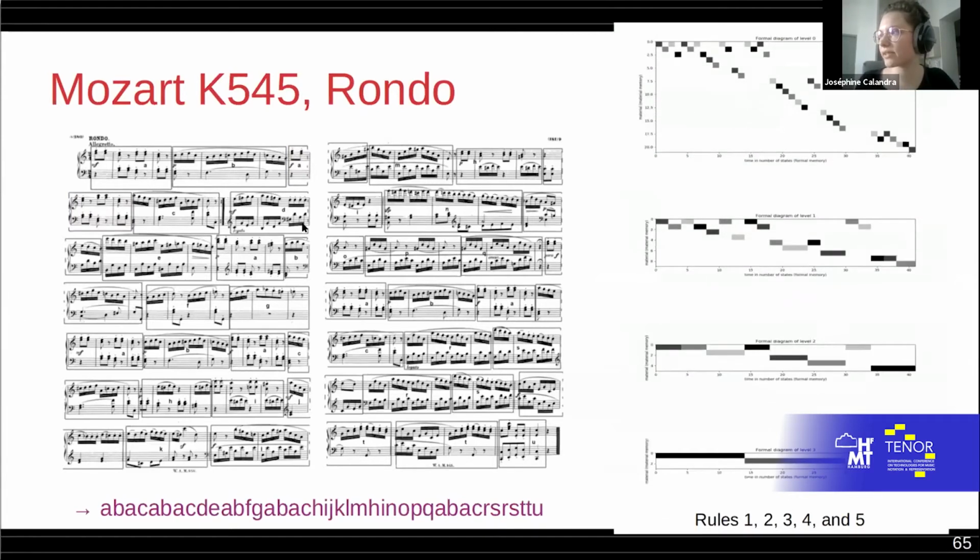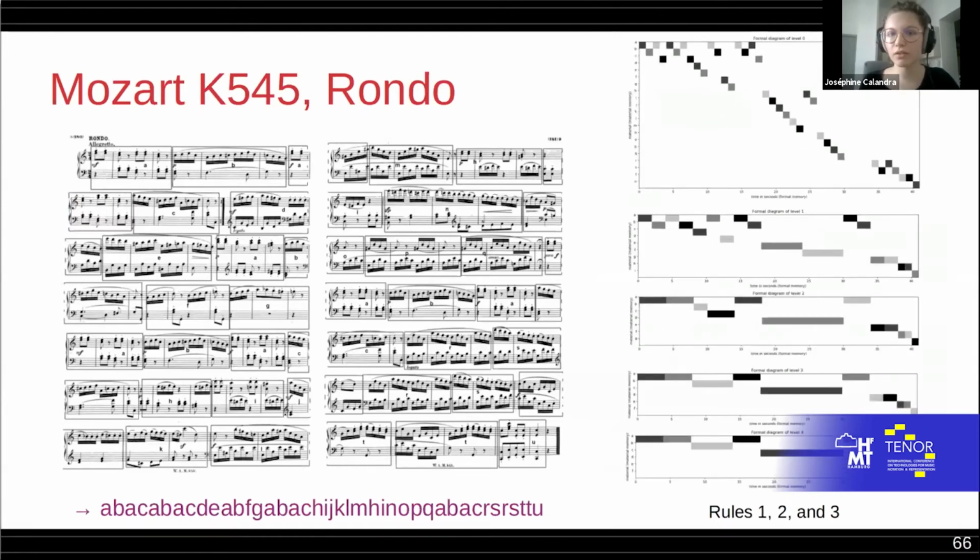And the final result is this one. And we can see that the third level is similar to a rondo form. We can also parse the song by choosing another set of rules that I have no time to describe here, but we can see that there is a structuring operation here, and so the last diagram loops here.